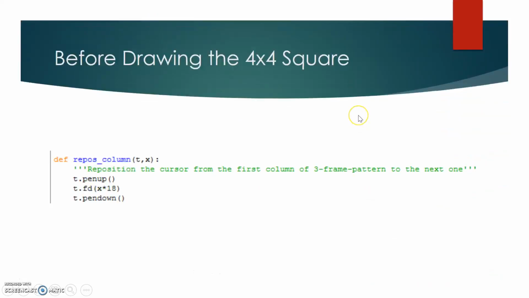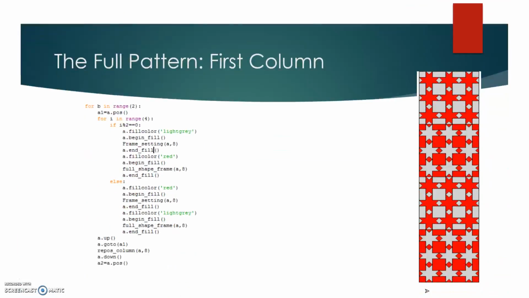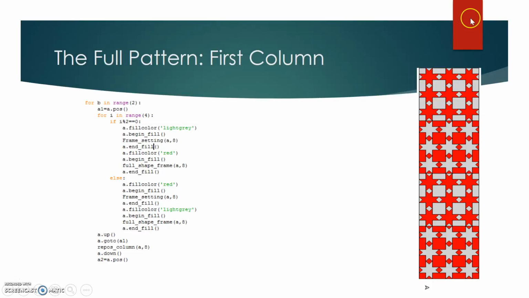Before drawing the 4x4 square, I need to tell you the idea of my project here. I'm going to do the first column, the second column, the third column, and the fourth column. Each column has four full shapes with frames, and this function I show you here is the way to move from the first column to the next column. This is the first column here.